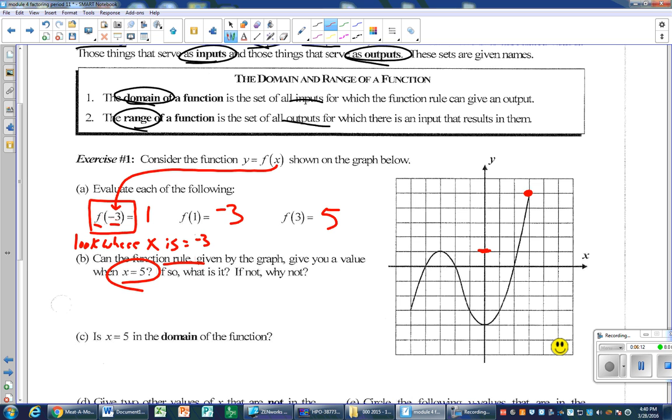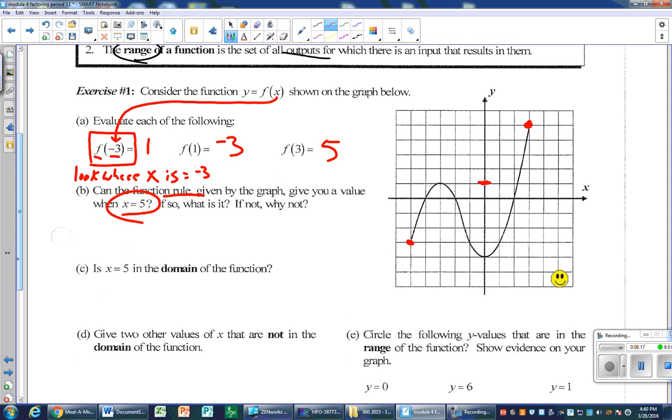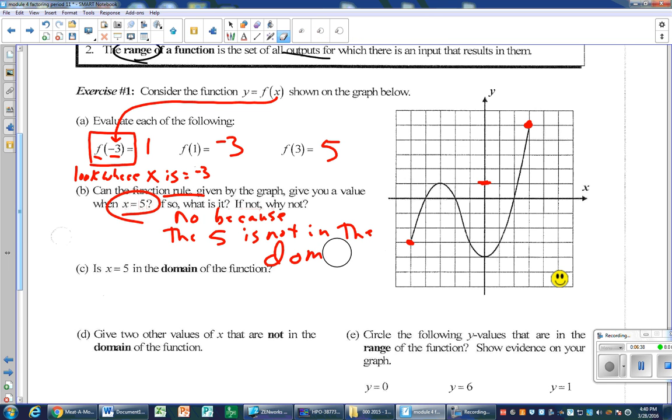Because you notice there aren't arrows at the end. They stop. No, because, are they writing this down, Mrs. Robinson? The 5 is not in the domain. That's the input. It's not there. We cannot plug it in.